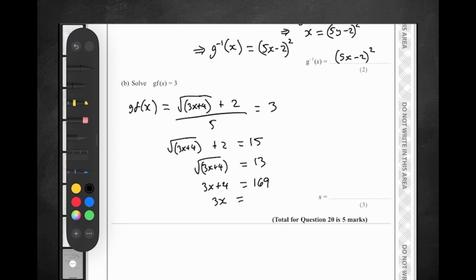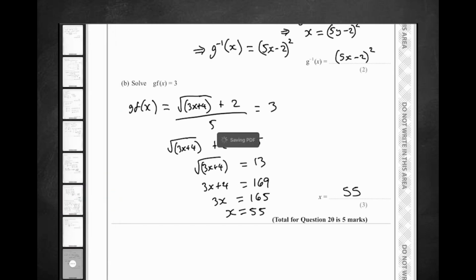3x, therefore, is 165, meaning x is 55. That's a 5-mark question there.